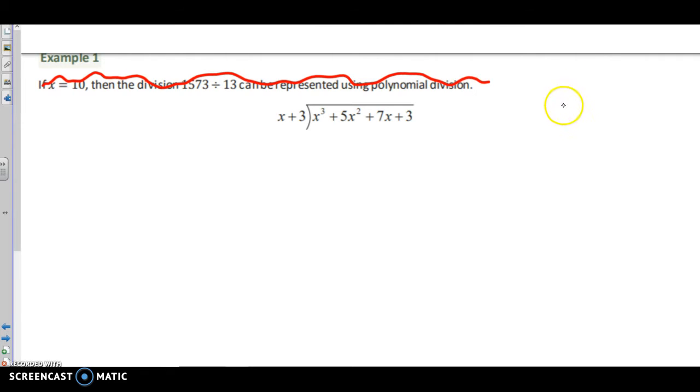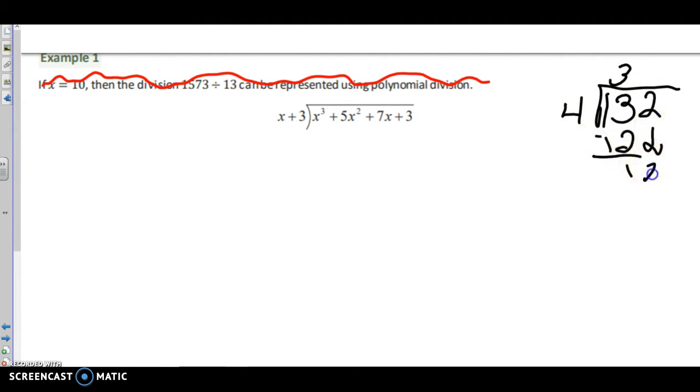So if I wanted to know how many times 4 went into 132, I would say 4 goes into 13 3 times. 3 times 4 is 12. I would subtract, I get 1. I bring down the 2. 4 goes into 12 3 times. 3 times 4 is 12. I would subtract, and I would get 0.